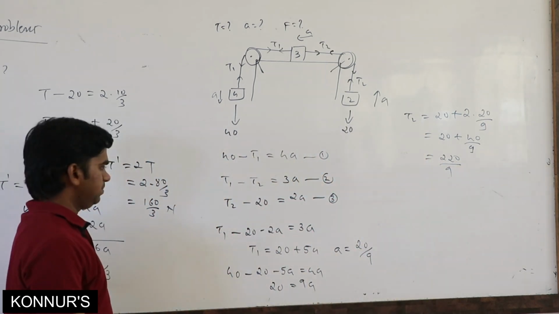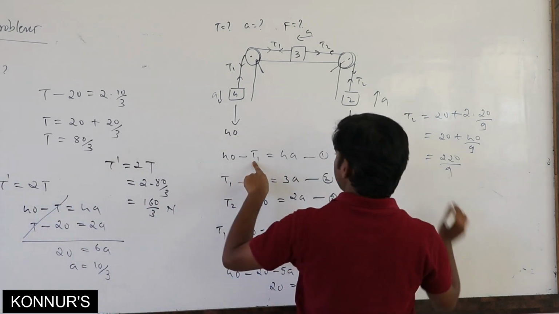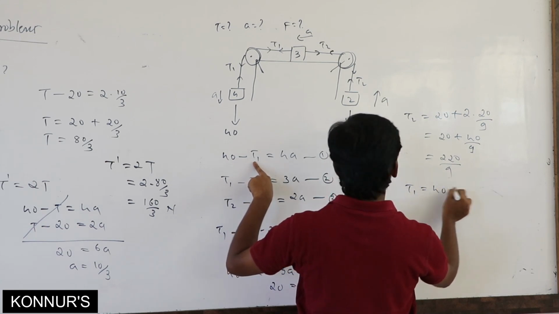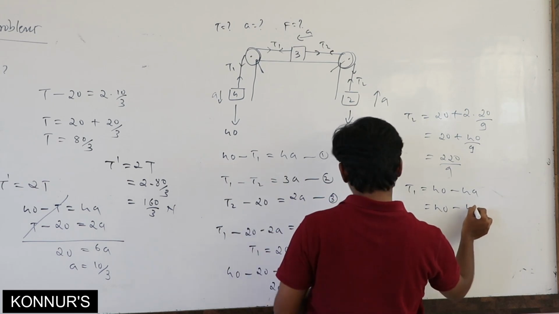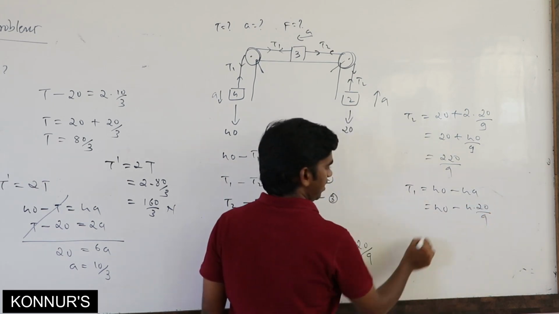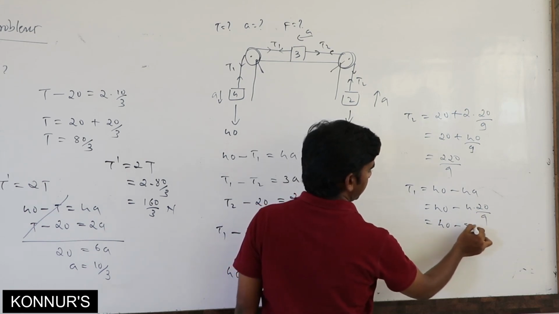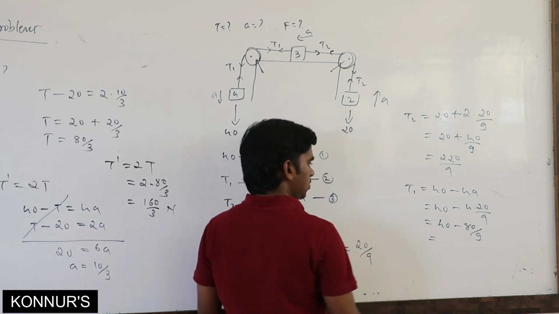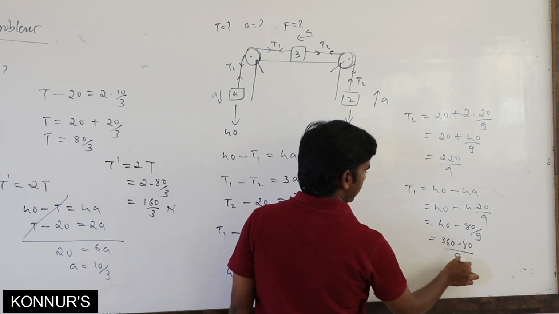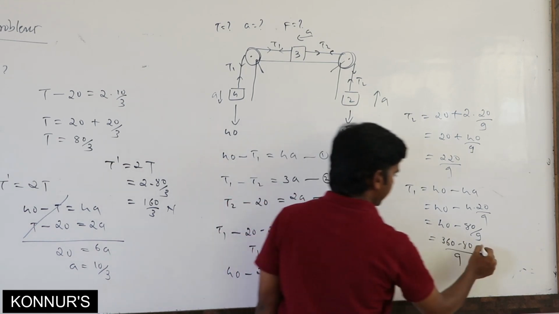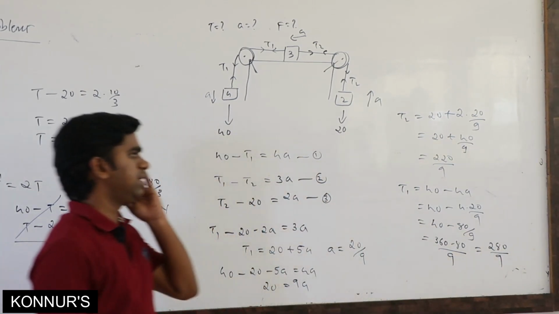Then what is T1? T1 is 40 minus 4a. 40 minus 4 into the acceleration, which is 20 by 9. So 40 minus 80 by 9. So 360 minus 80, divided by 9. This will become 280 by 9. This is what we get for T1.